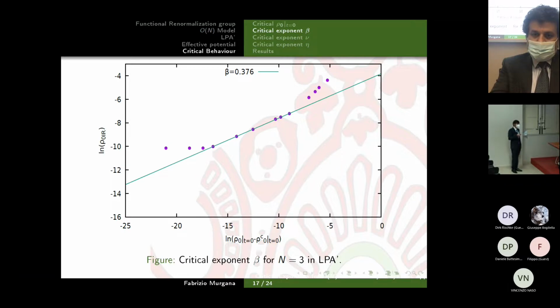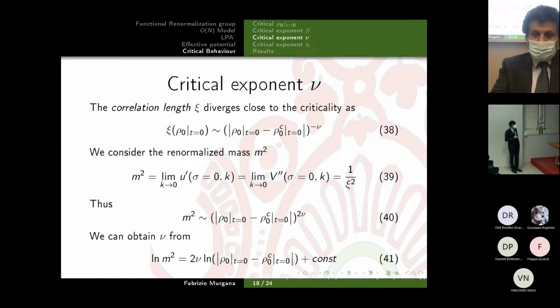And this is also valid for the other exponent nu. For eta, there's a different approach. So for nu, you basically start with the correlation length, which diverges close to criticality, as we know, as t minus tc to the power of minus nu. And in this case, rho 0 minus rho 0 critical to the power of minus nu. And you can relate this correlation length to the renormalized mass, which is basically the second derivative of the potential in the infrared limit. You can just relate these two quantities and again take the slope of this logarithmic relation and extract 2 nu as a slope.